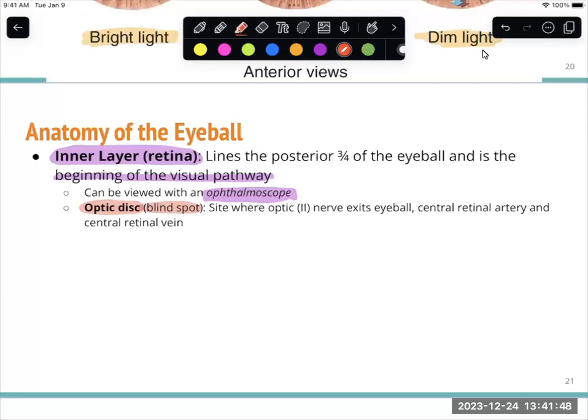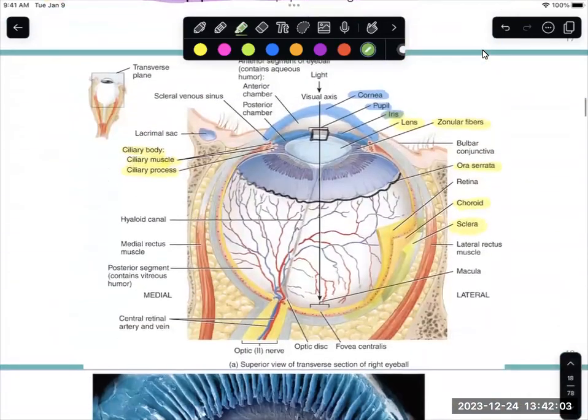There's no photoreceptors, no sensory receptors found there. This is where that optic nerve leaves the eyeball. So if I come back up, so here you can see this optic nerve. So this area where this optic nerve is leaving the eyeball, that is the blind spot. So if light is shined directly on this blind spot here, we will not see anything.